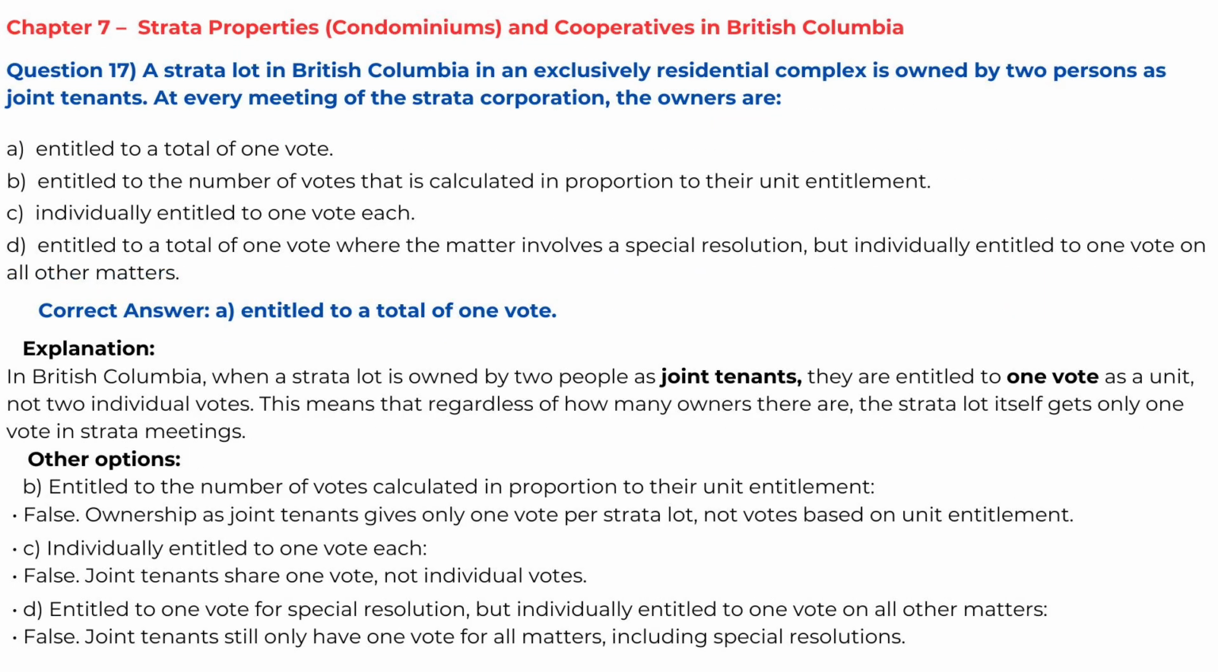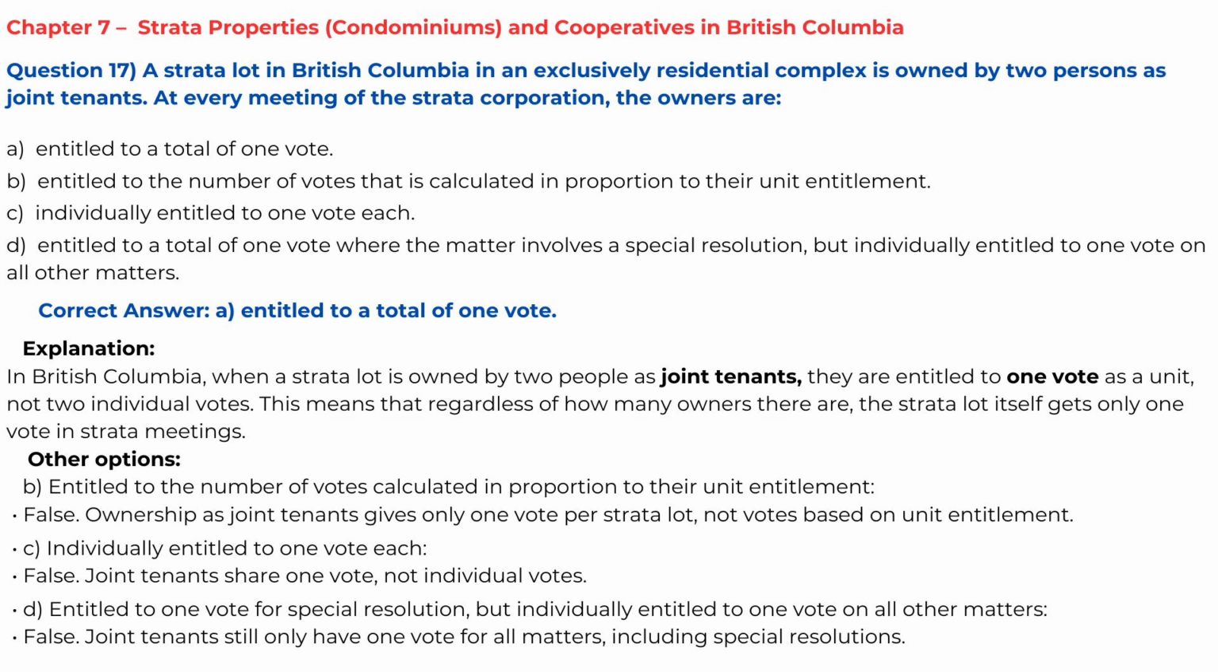Question 17. A strata lot in British Columbia in an exclusively residential complex is owned by two persons as joint tenants. At every meeting of the strata corporation, they are: correct answer, A, entitled to a total of 1 vote. Explanation. In British Columbia, when a strata lot is owned by two people as joint tenants, they are entitled to 1 vote as a unit, not 2 individual votes. This means that regardless of how many owners there are, the strata lot itself gets only one vote in strata meetings.